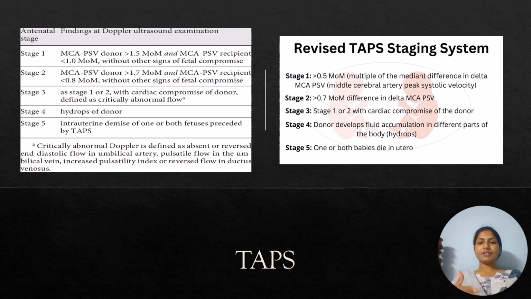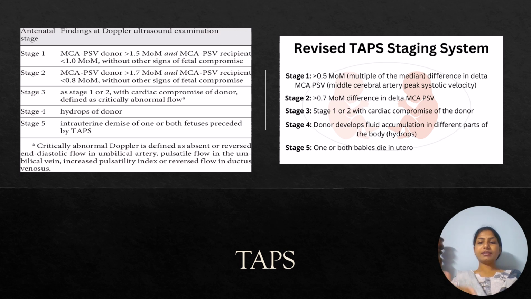So they defined stage 1 as more than 0.5 multiple of medians difference, and this is called the delta MCA-PSV. Stage 2, if there is more than 0.7 difference. Stage 3 is where there is cardiac compromise because of shunting of blood. The donor twin will go into congestive cardiac failure, which is followed by hydrops and death, and that is the cardiac compromise seen in the donor.